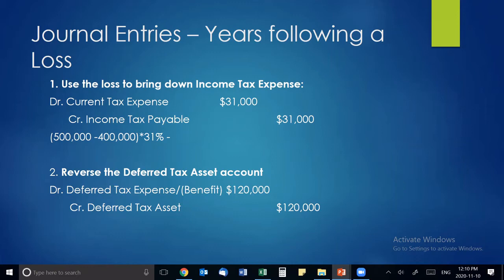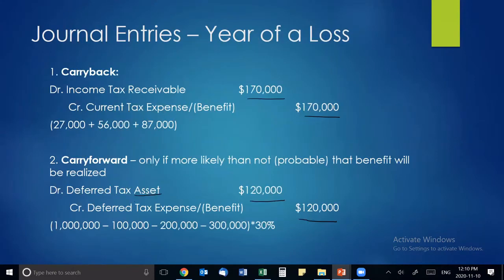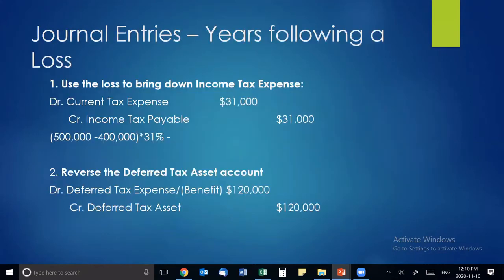And then our second journal entry, because we've used up our deferred tax asset account, because now we don't have any more of a loss left over because we've used it all in 2019. So because we've used it all, we have to get rid of that asset account. So if you remember, we had a carry forward, we recorded an asset of $120,000, but now we've used it all up. So we have to get rid of it. So we're just doing the reverse entry that we did previously. So we debit deferred tax expense and credit deferred tax asset $120,000.